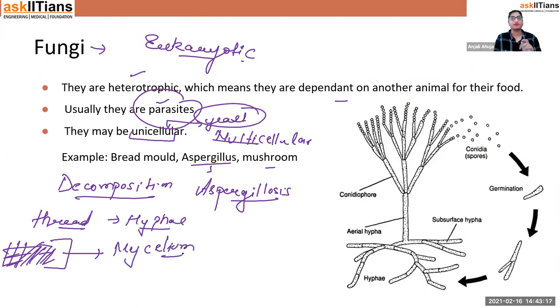Now the point is how reproduction happens. If you see this thread-like structure, little structures are formed on it. Suppose a little structure is formed like this. We call it the sporangium.